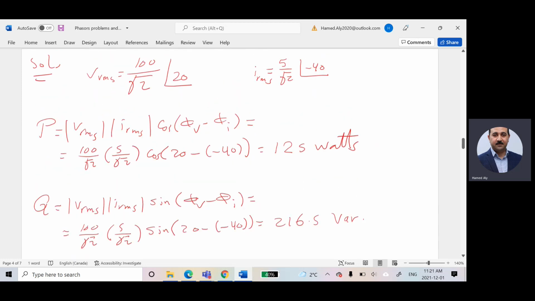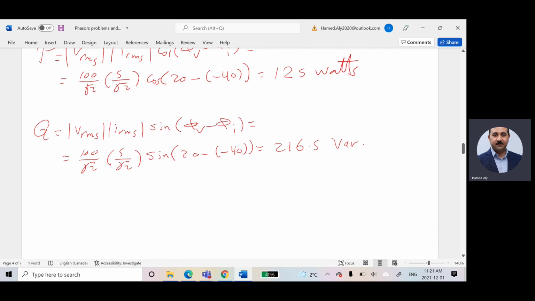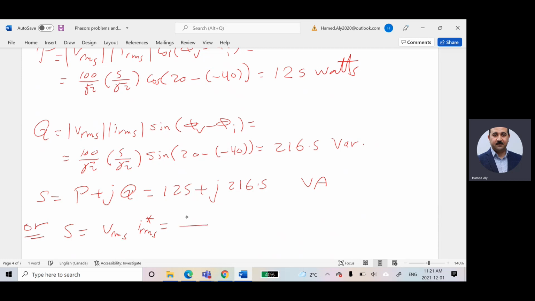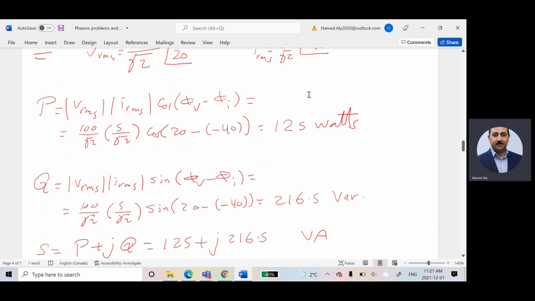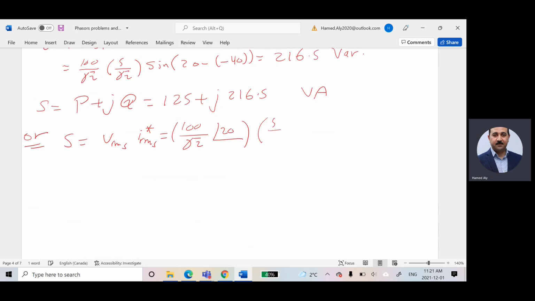What else did I ask you about? I asked you about the complex power. So you told me the complex power S is equal to P plus jQ, which is 125 plus j216.5 volt ampere, or S is equal to V RMS times I RMS conjugate, which is V was 100 over root 2 and angle 20 multiplied by I conjugate. So the conjugate of I, its angle will be positive. So 5 over root 2 and the angle is 40. So I can find S by using this equation or this equation, it doesn't matter.